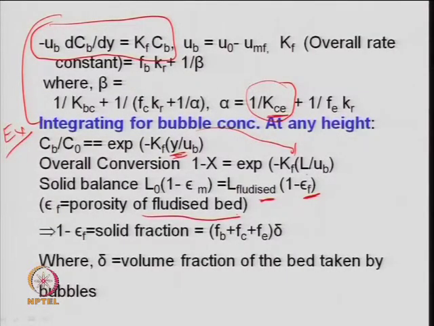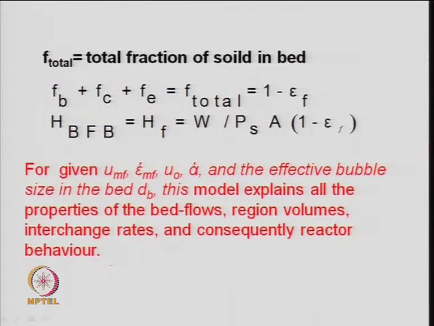So, one can very easily write, because 1 minus epsilon f means solid fraction, and that will be related to the solid in bubbles plus solid in clouds plus solid in emulsion. So, the fraction of the solids which is present in the bed is multiplied by delta. Delta is the volume fraction of the bed which is taken by the bubbles, that is the volume of bubble divided by the volume of the bed. So, this is the expression: Fb plus Fc plus Fe is the total fraction of the solid, which can be correlated with 1 minus epsilon f.